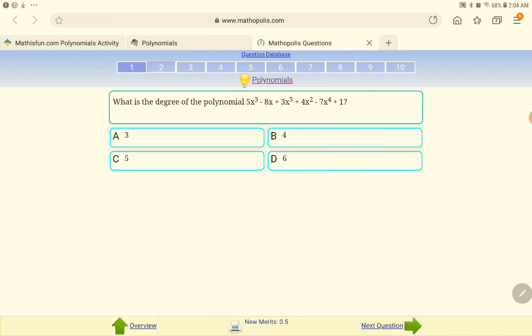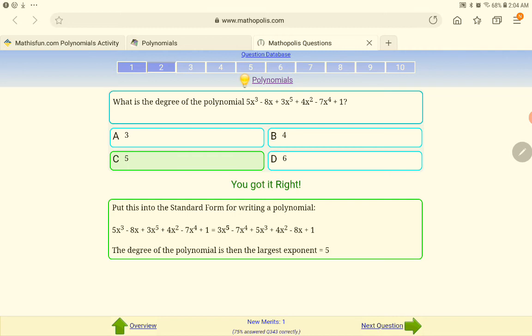What is the degree of this polynomial? The degree is the highest exponent on a variable. This one, the only variable is x, so I can just look at all the x's, and I have an x to the 5th here, and then I'll get my little pen so you can see my cursor right here. So this must have a degree of 5. And we got it right.